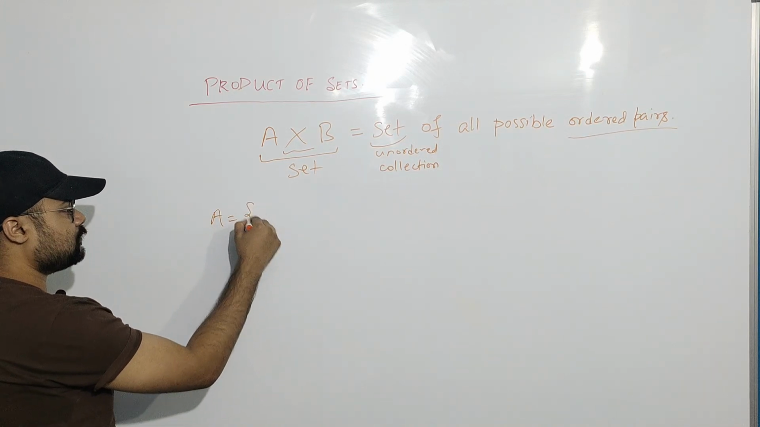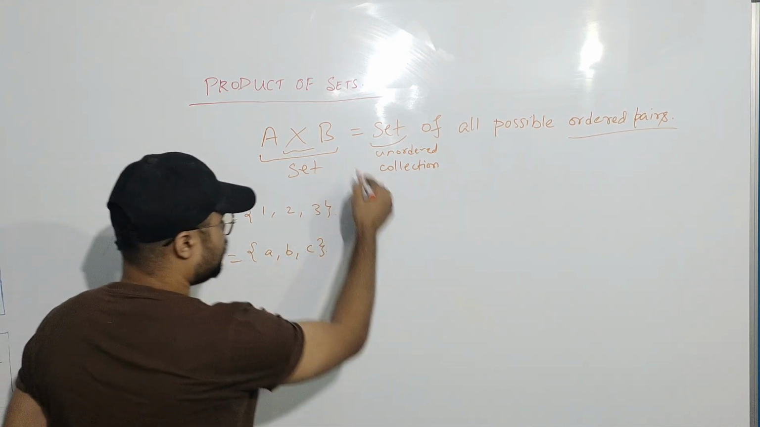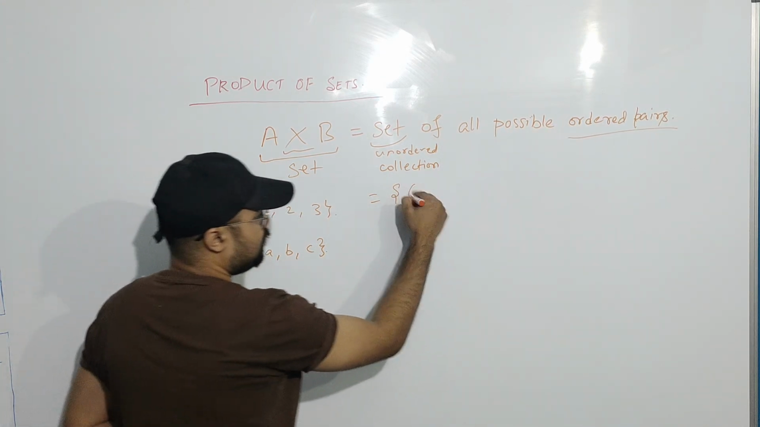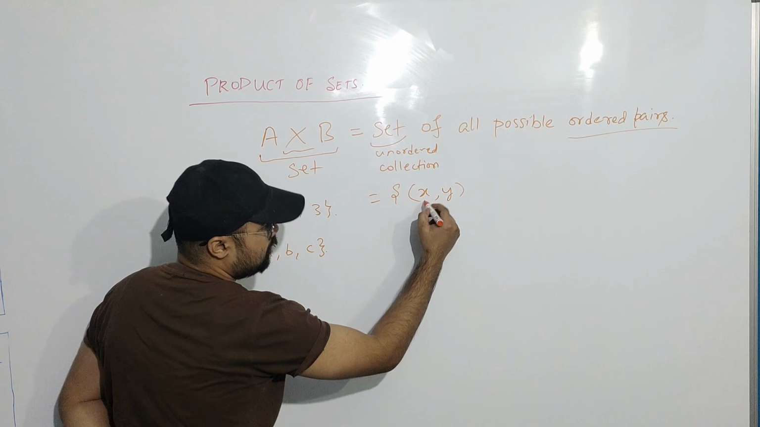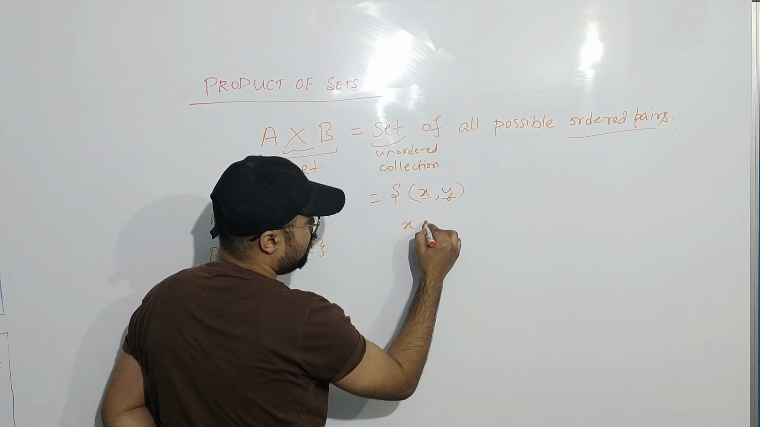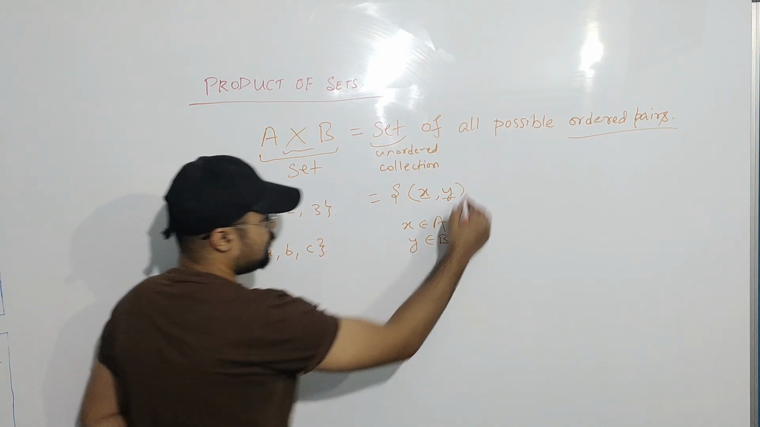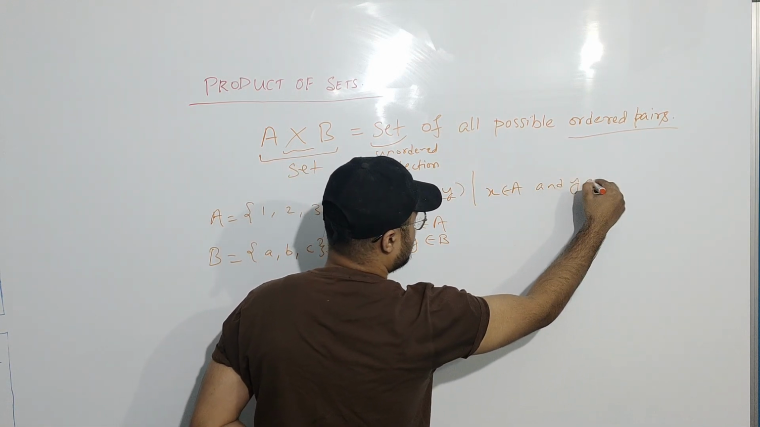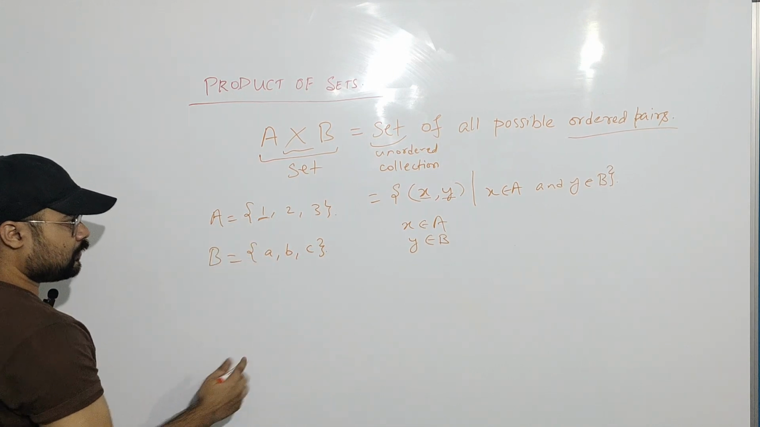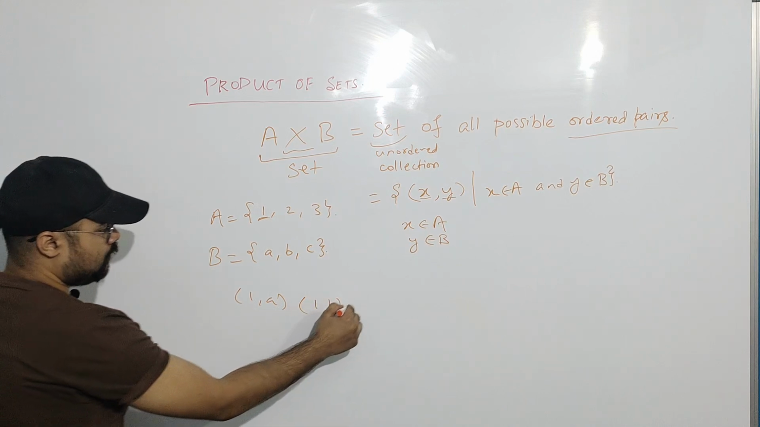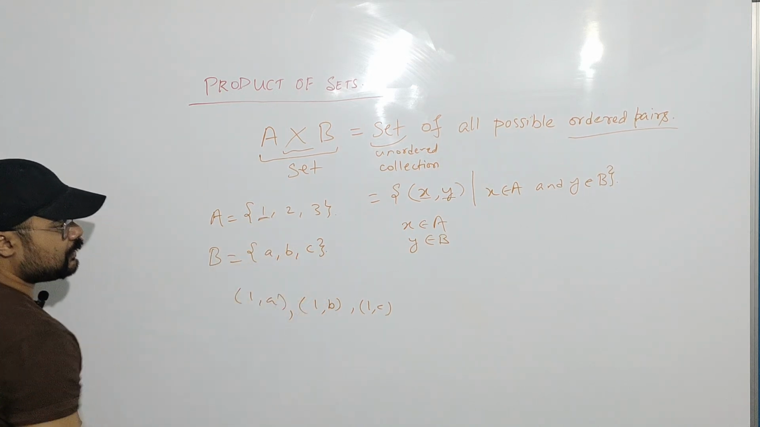Like let's say A is 1, 2, and 3, and let's take B to be a, b, c. Then what is an ordered pair? This is a set in which each element is a pair. Each element is a pair x and y, where x belongs to A and y belongs to B. So for every element of A, what are the ordered pairs possible between A and B? 1 and a, 1 and b, 1 and c, because each element of A will come with each element of B.